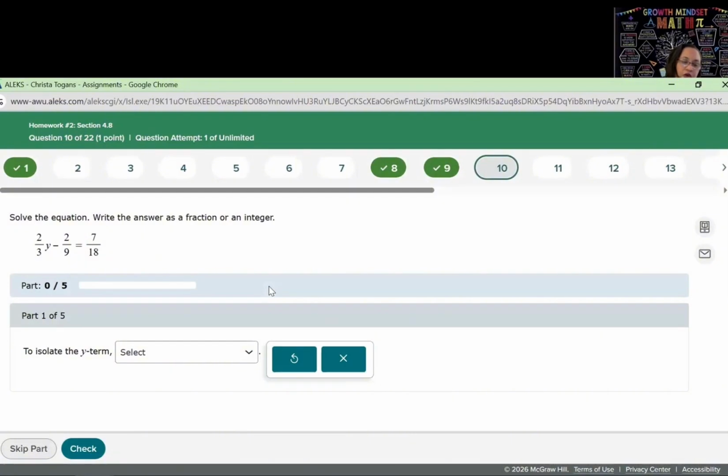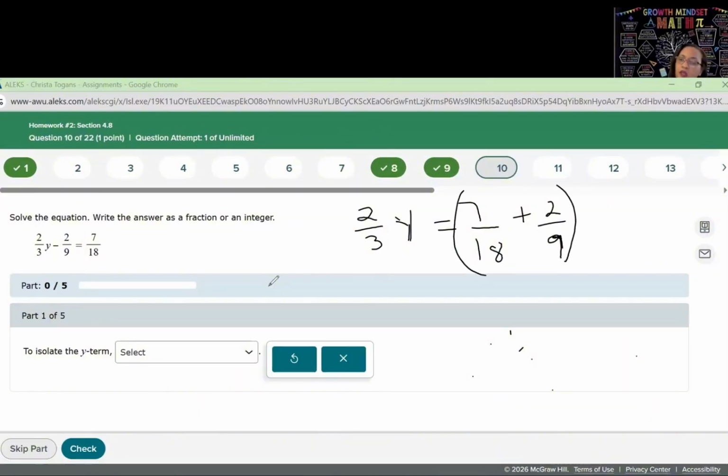For this one, you're just going to add 2/9 to both sides. So I'm going to directly go there. y equals, this equals 7/18. And we're adding 2/9. That's a 9. My stylus is just a little off. And then I'm going to multiply everything by 18 here.